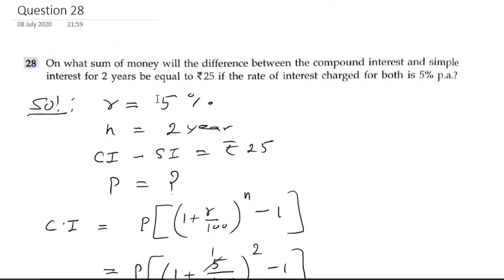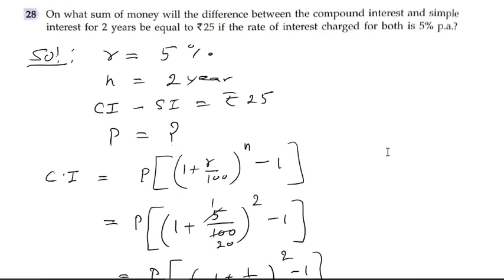The question is: on what sum of money will the difference between the compound interest and the simple interest for 2 years be rupees 25, if the rate of interest charged for both is 5%? So the rate of interest is 5%, the period is 2 years, and the difference between compound interest and simple interest is given as 25. We have to find P. Now we know the formula for compound interest: P into (1 plus R upon 100) power n minus 1.